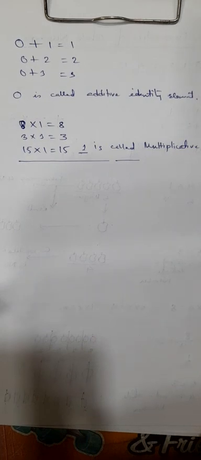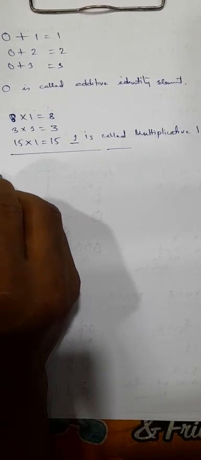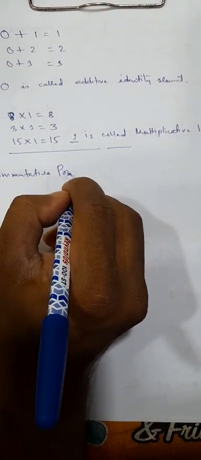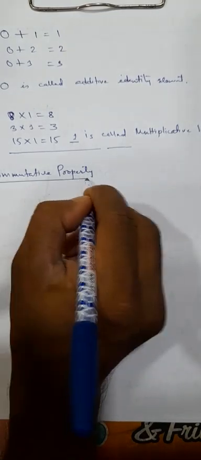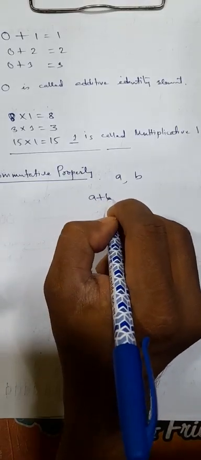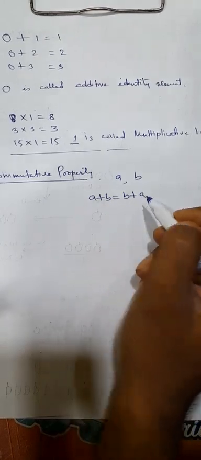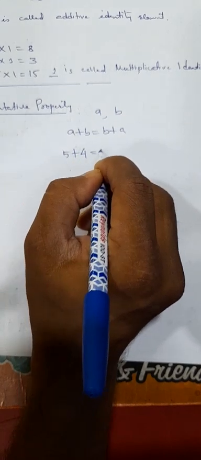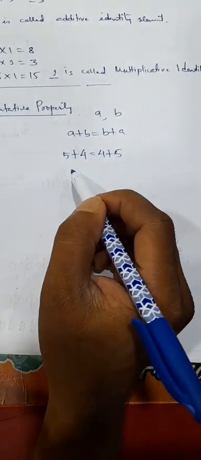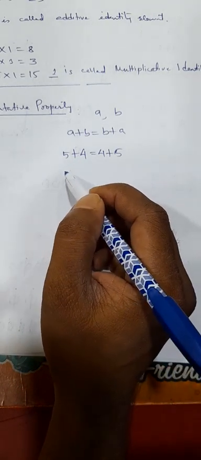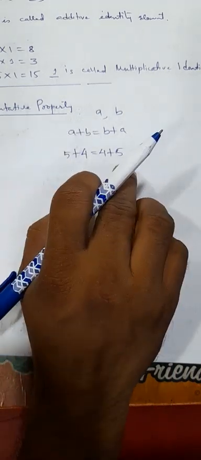Next property we'll discuss here is commutative property. If there are two whole numbers, say for example a and b, they are whole numbers, then you will get a plus b equal to b plus a. Say for example 5 plus 4 equal to 4 plus 5. That means if you change the order of addition, the sum will remain the same. This property is called commutative property with respect to the operation of addition.